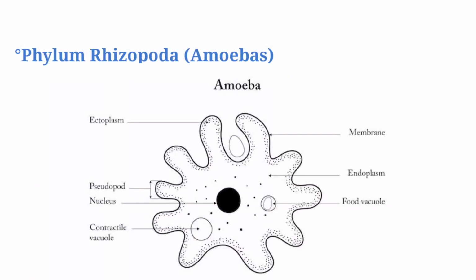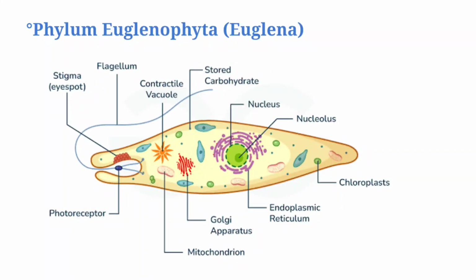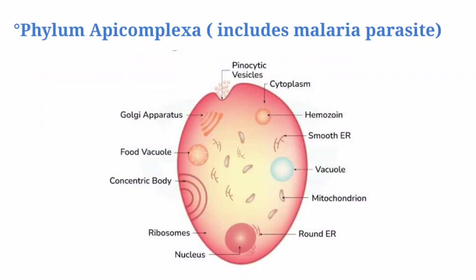The major phyla here include Phylum Rhizopoda, where we have the most prominent member, Amoeba. We have Phylum Ciliophora, which are the ciliates, those that move around with cilia, such as the Paramecium. And we have Phylum Euglenophyta. Under here we have the Euglena. And then we have Phylum Apicomplexa, that's the sporozoans. This includes the malaria parasite Plasmodium.